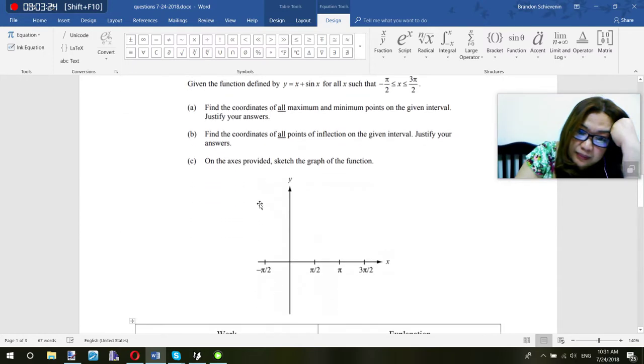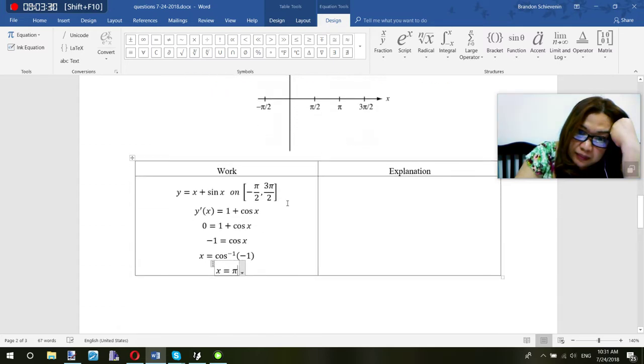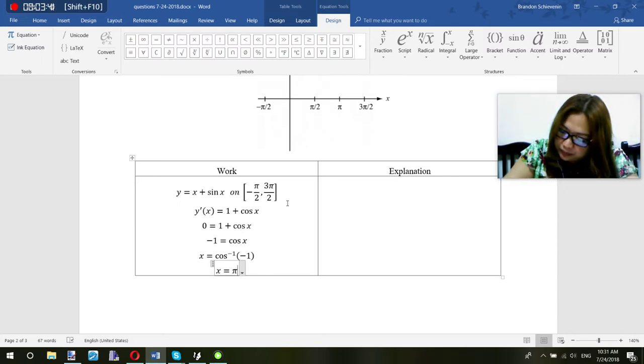But for this one, because I'm only going from negative pi halves to 3 pi halves, we have one complete rotation, but we're not going to continue infinitely. So are there any other points between negative pi halves and positive 3 pi halves that would work? What other points would be coterminal with pi? No, actually. 0 and 2 pi are going to be the opposite side of your unit circle.